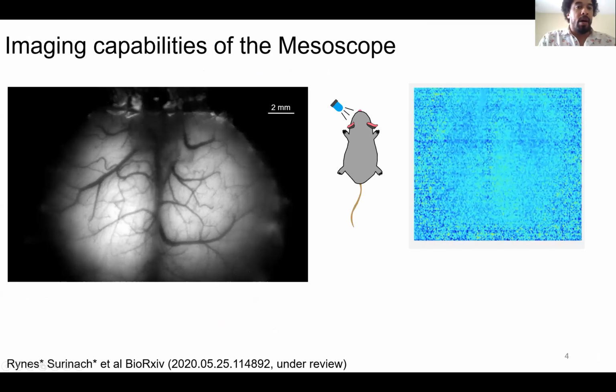Okay, so after we constructed the device, we moved on to test its optical properties. We tested its resolution using a US Air Force resolution test target.